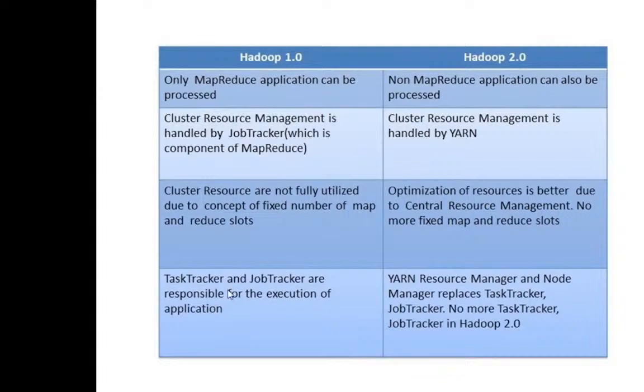Okay, and the task tracker and the job tracker were responsible for execution. In Hadoop 2, there is nothing called task tracker or job tracker. Both of these have been removed and replaced with the resource manager and the node manager. So we have the node manager which replaces the task tracker, and instead of the job tracker we have a resource manager.